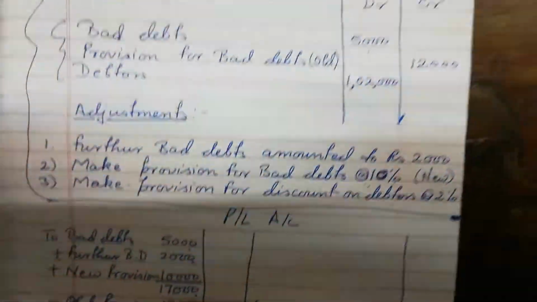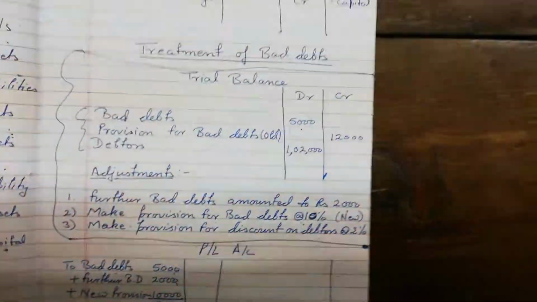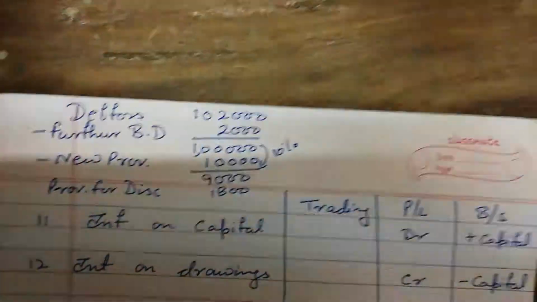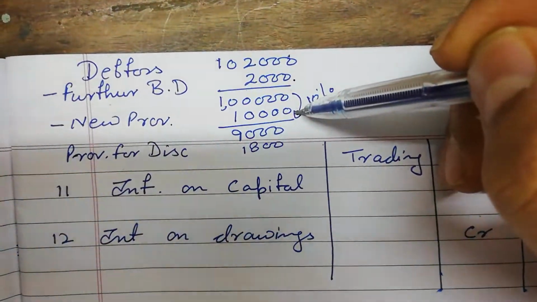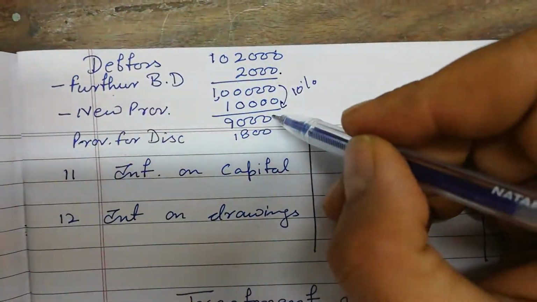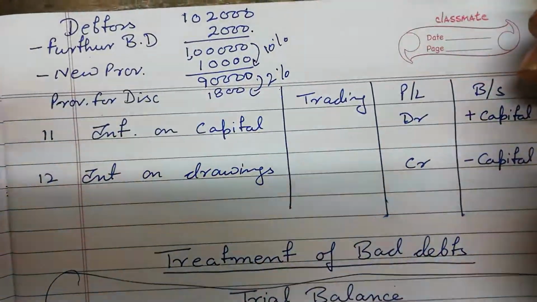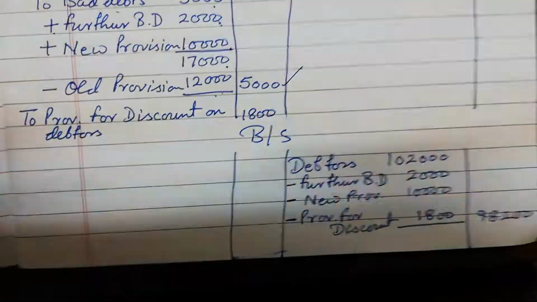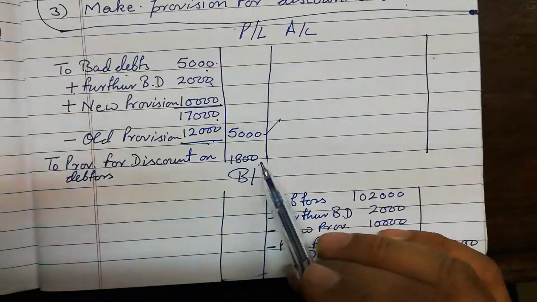ठीक है. Then provision for discount at the rate of 2%. Third point. Provision for discount at the rate of 2%. So 2% we will calculate. Look, debtors में से further bad debts माइनस किए, न्यू प्रोविजन माइनस किया, और उसके बाद जो 90,000 आया उसका 2% निकालेंगे. That will be provision for discount. Clear? That is 1,800. So provision for discount on debtors we will write separately here in the profit and loss account, 1,800.